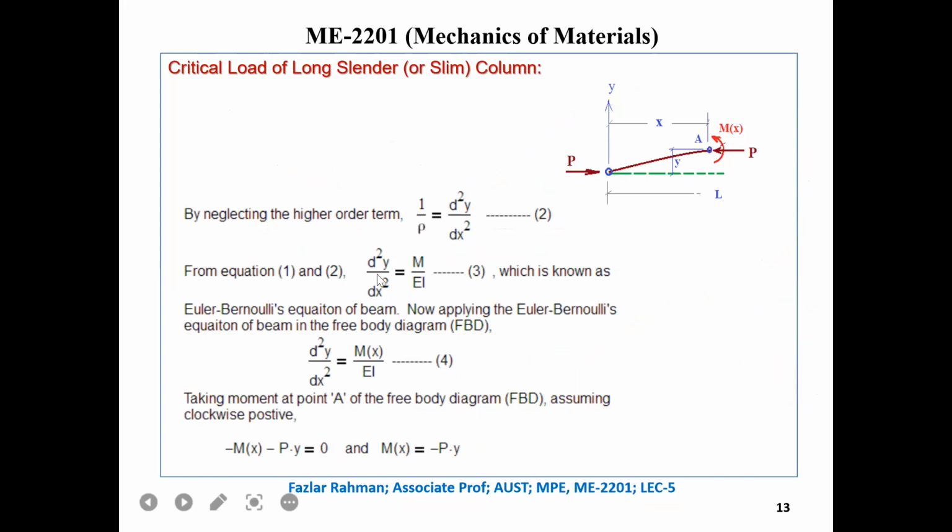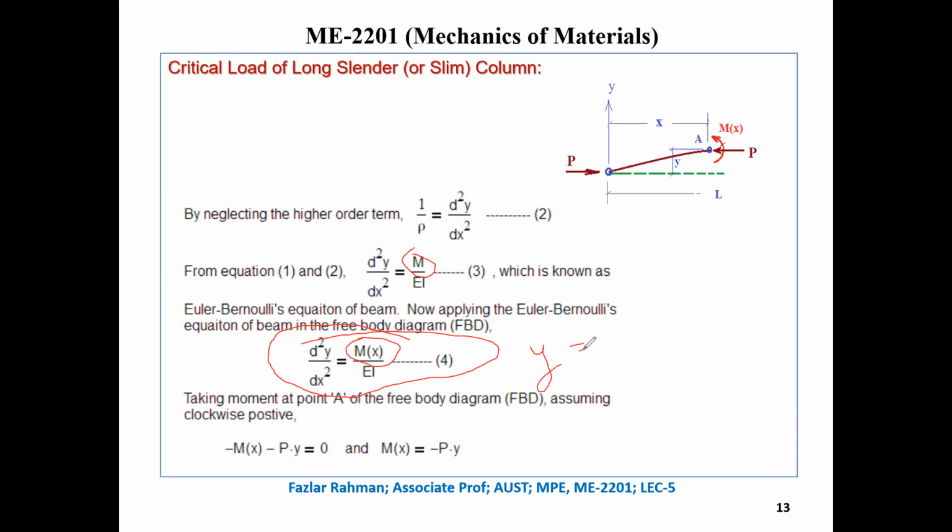Over here, we got this equation M by EI. Now we know that this M varies with x. So instead of putting just M, we put M(x). So d square y by dx square equals M(x) divided by EI. Now see, this is a second order differential equation. If we solve this differential equation, you get the value of y equal to something.